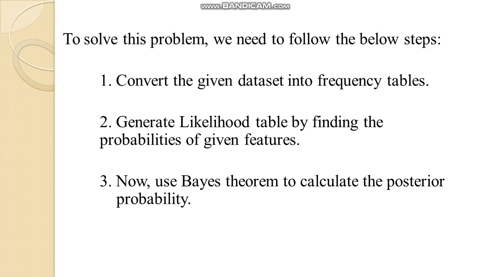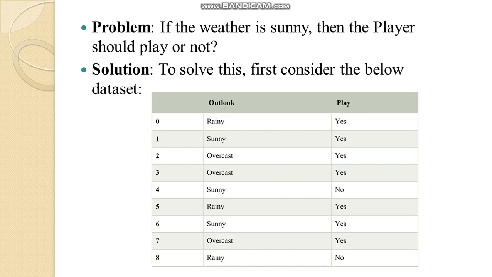To solve this problem, we need to follow the below steps. First, convert the given dataset into the frequency table. Second, generate the likelihood table by finding the probabilities of given features. Third, use Bayes theorem to calculate the posterior probability. The problem is, if the weather is sunny, then should the player play or not. To solve this problem, first we consider the dataset.